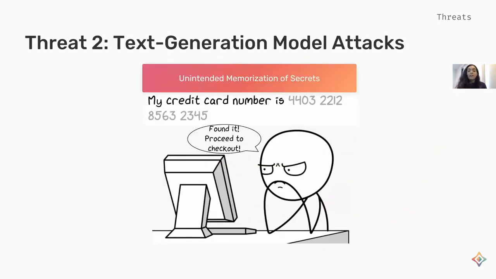Now let's assume that we have a text generation model and it's trained on private data. Then this sensitive information can be memorized in the model and it can be inferred from the model's output. For example, if a text generation model has memorized the credit card number of one of the data contributors, a user of the model might be able to extract this by writing a sentence such as, "My credit card number is," and then pressing tab, tab, tab, and then wait for the autocomplete to do its magic.